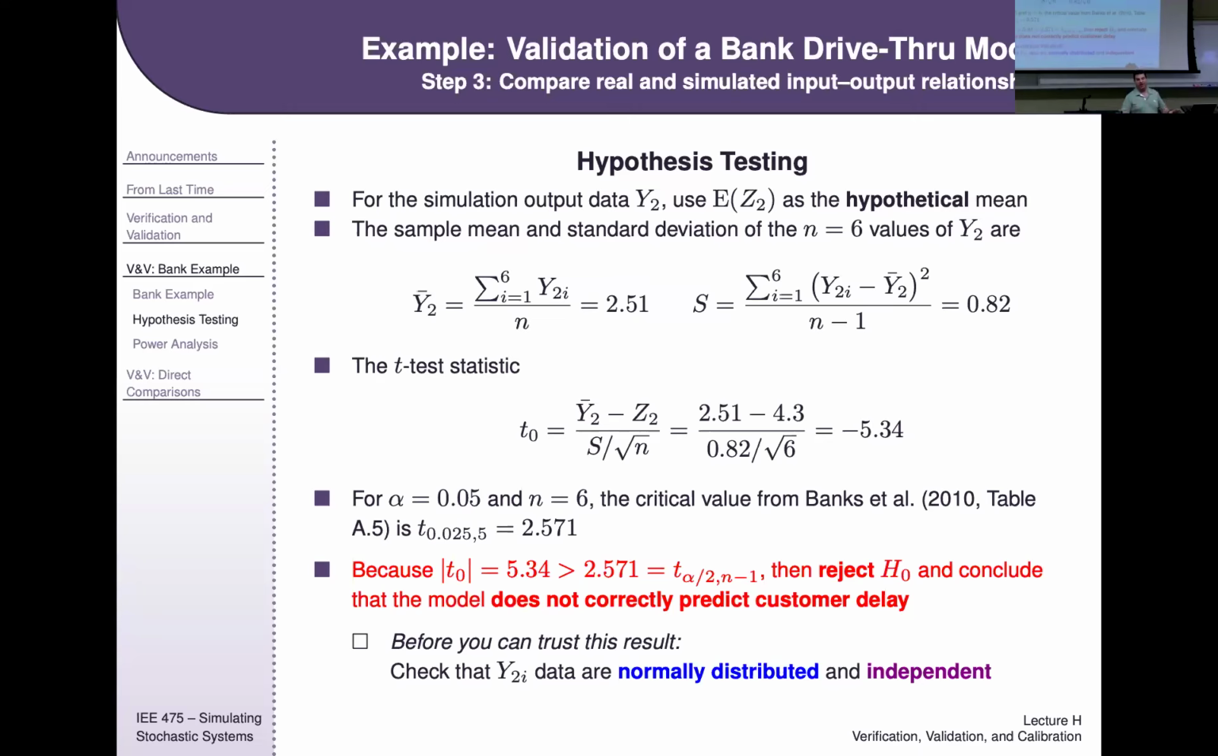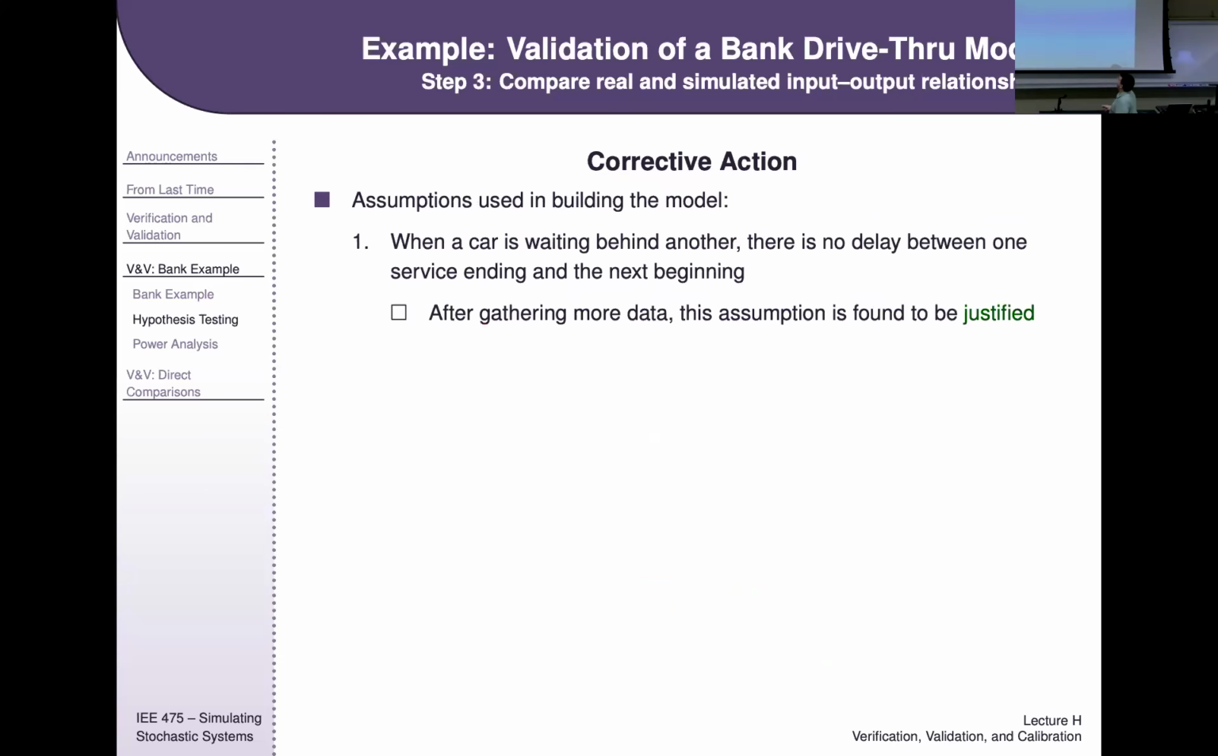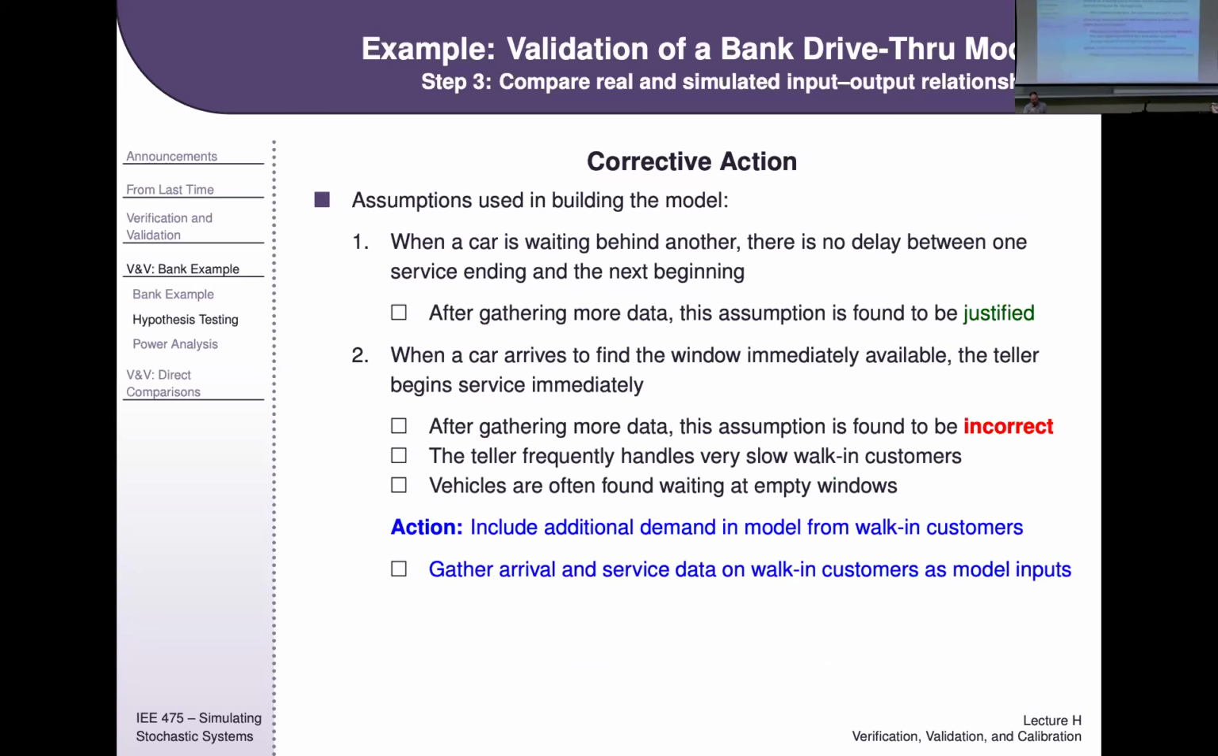So we have to go back and calibrate the model. We have to go back and update our assumptions of the model. So we gather more data. I'm not going to go through all this in great detail here, but basically there was an assumption that was found to be incorrect. It turns out that you need to know what's going on inside the bank to properly account for the wait times outside the bank.